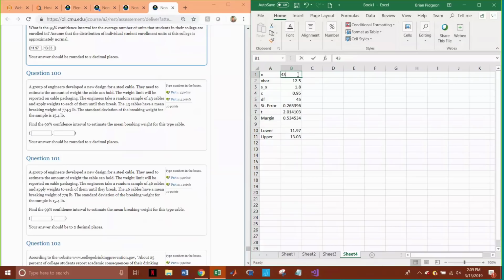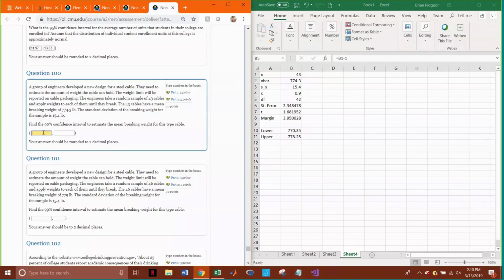So we have a sample of 43. We have the mean breaking weight of 774.3, a standard deviation of 15.4, and we want a 90% confidence interval, so 0.90. And then once we do that, everything is calculated for us. And once again, if you want to see how I did it, go back to the previous question that we looked at to see how I typed it into Excel. But we're using a t-score instead of a z-score because we're using the sample standard deviation.